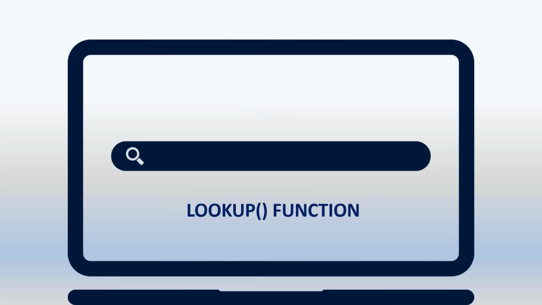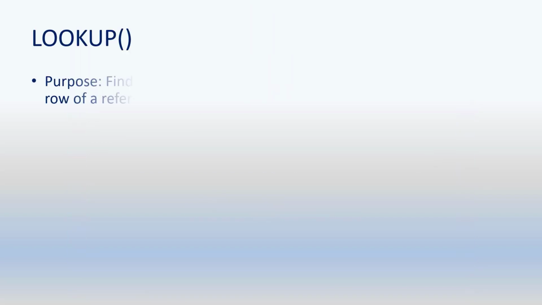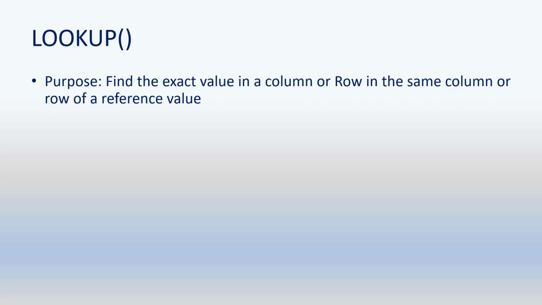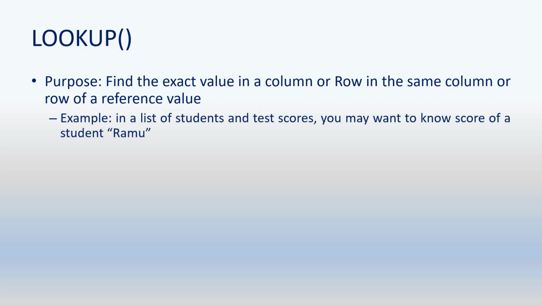We will start with the lookup function. Lookup function is the simplest form of all the lookup functions. Purpose of this function is to find the exact value in a column or row in the same column or row of a reference value. For example, in a list of students and test scores, you may want to know the score of a student called Ramu. Lookup function can be of two types.